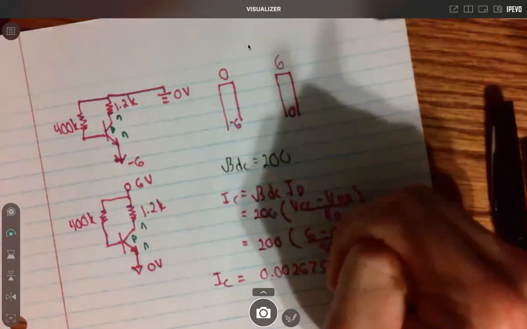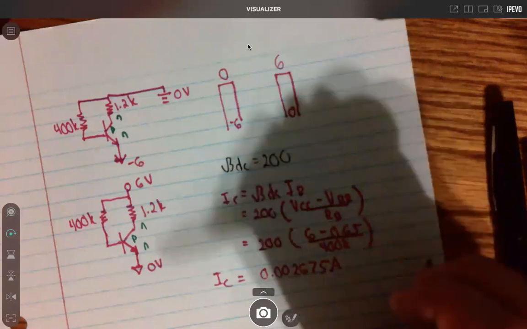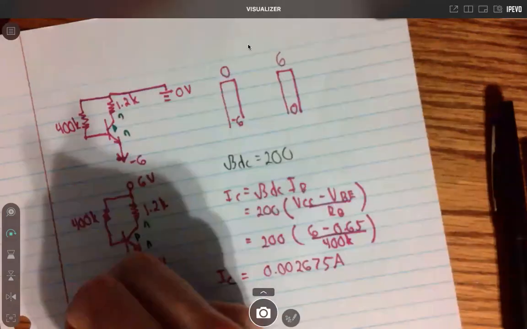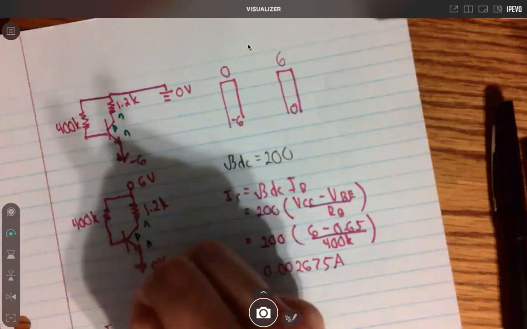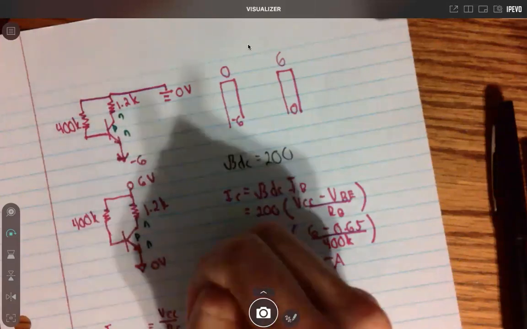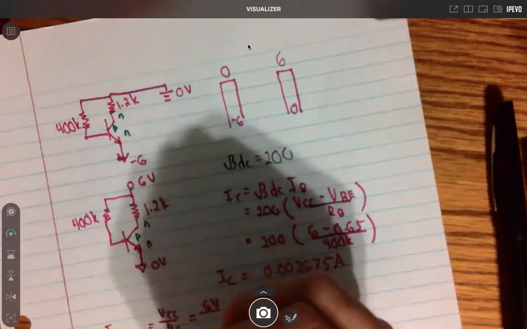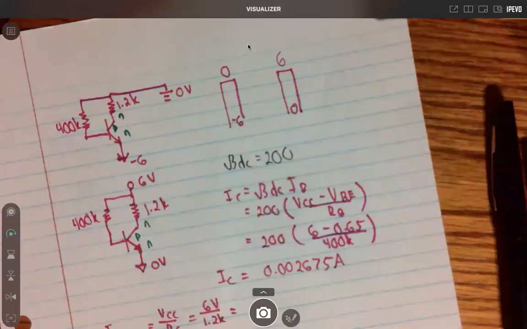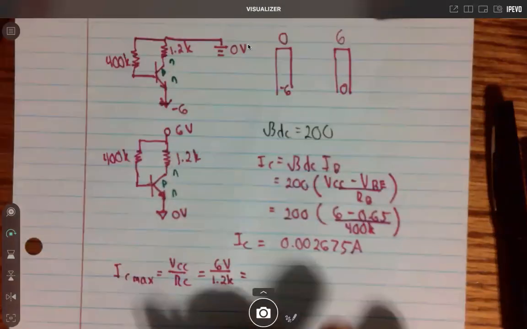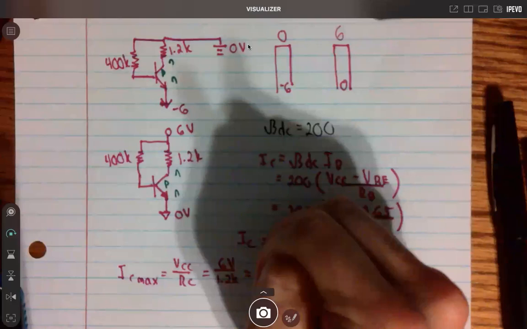That's great. Now I need to find IC max. That's equal to VCC all over RC, which is 6 volts all over the resistance of the collector, which is 1.2 kilo ohms. So let's do that. Our IC max is going to be 0.005.